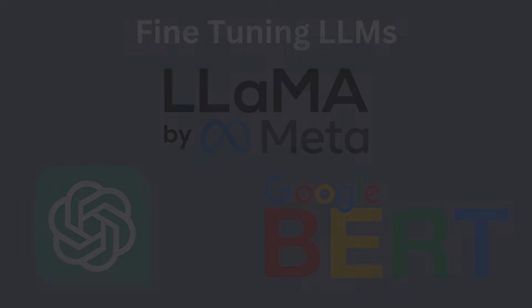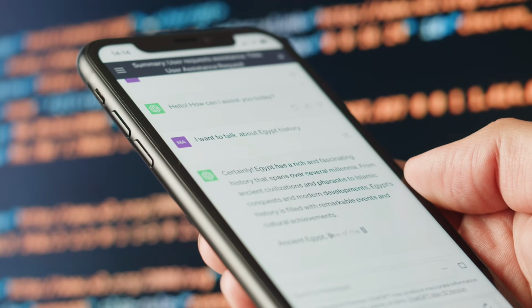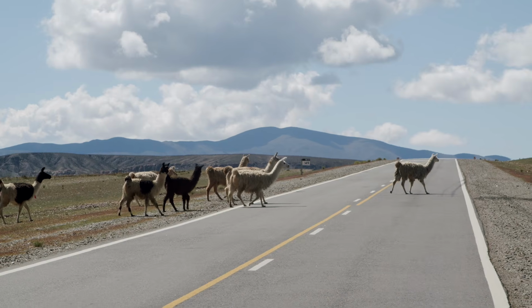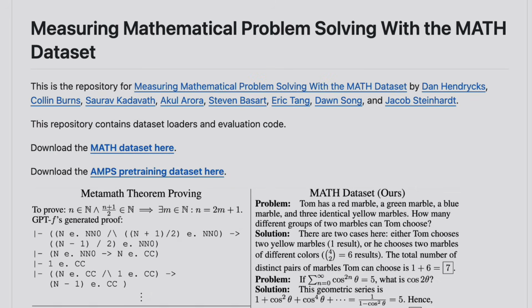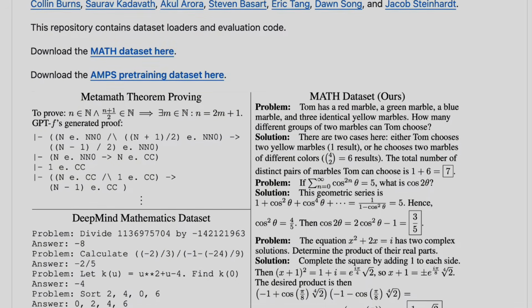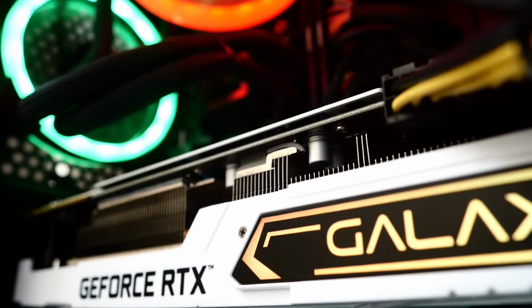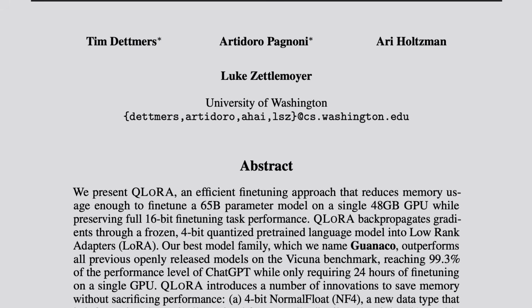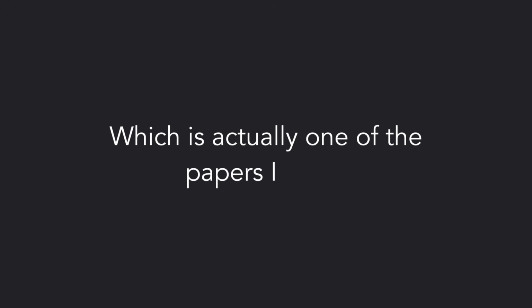Here they are. The first is fine-tuning an open source LLM like Llama. You can pick an interesting dataset like competition math problems and just get started. You won't need to buy a GPU either, thanks to the QLoRA technique, which is actually one of the papers I cover in the video mentioned earlier.